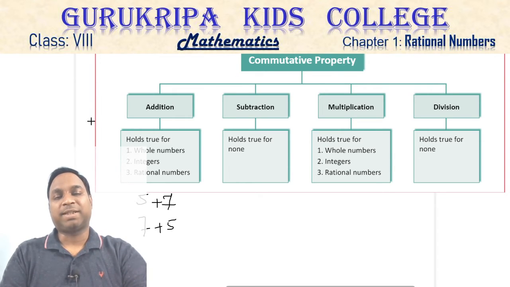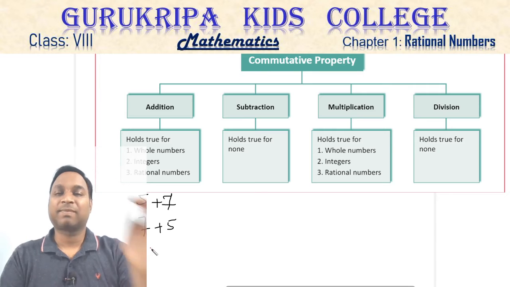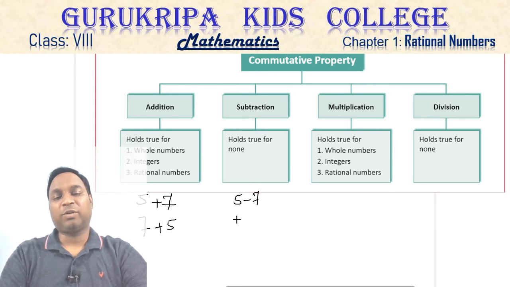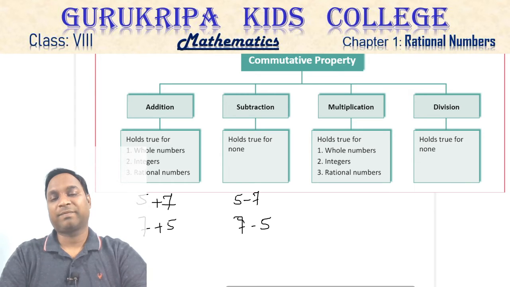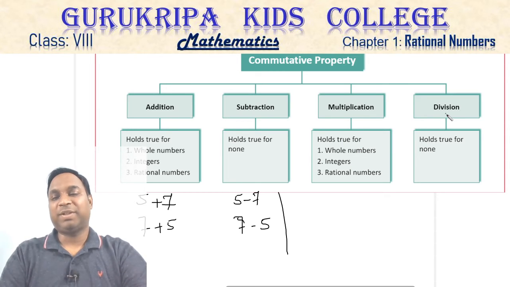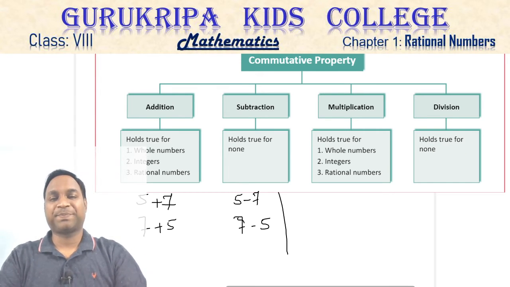So what does it say? The flowchart says, commutative property for addition holds true for whole numbers, integers and rational numbers. Or for addition, the order does not matter. What about subtraction? Order matters. 5 minus 7 cannot be equal to 7 minus 5. है ना? So commutative property does not hold for subtraction. For multiplication, it does hold. Order does not matter for multiplication. But for division, again, the order matters. So commutative property does not hold for division also. Okay.